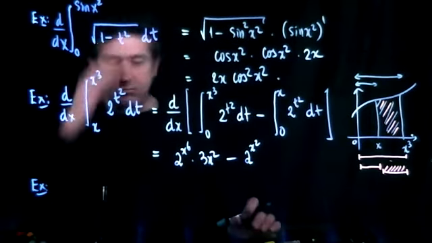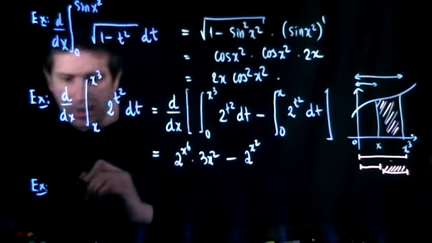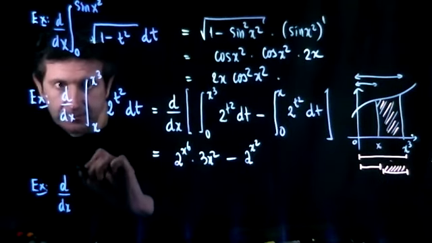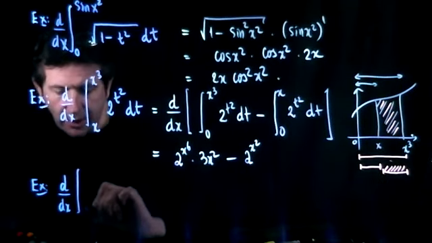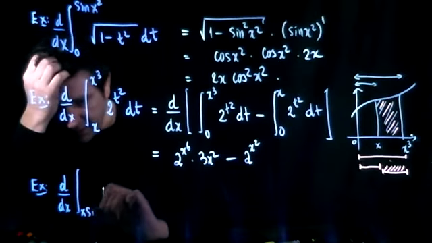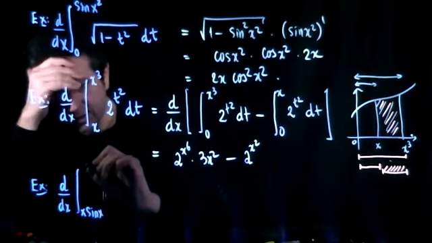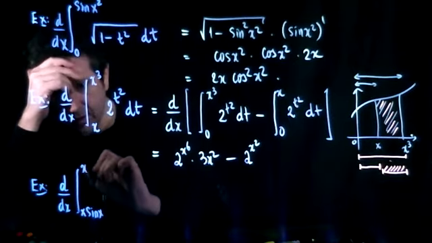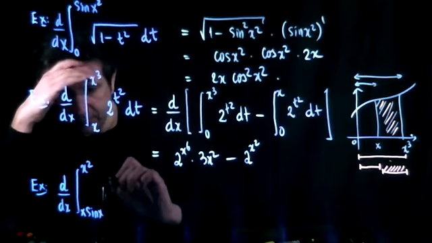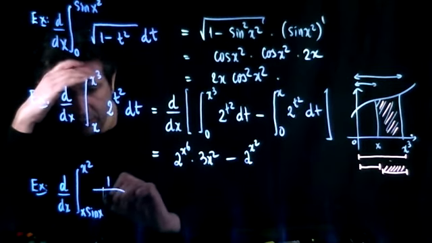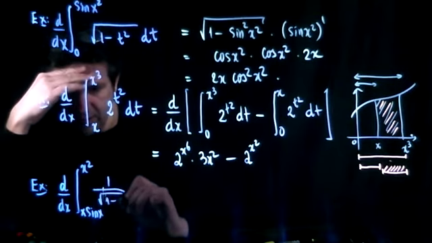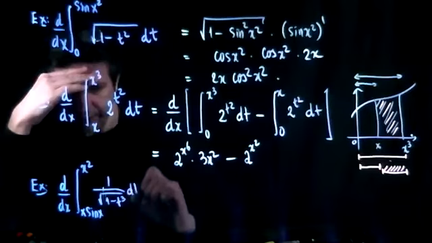Okay, so let's do hopefully the last one. You're going to get it. If not, I'll do more. But d/dx of, let's say, from x sine x until x squared of 1 over the square root of 1 minus t cubed dt.